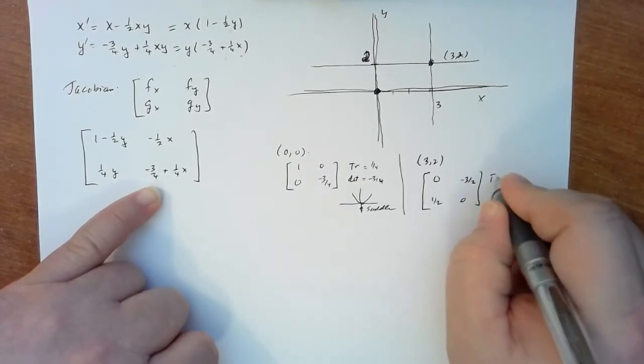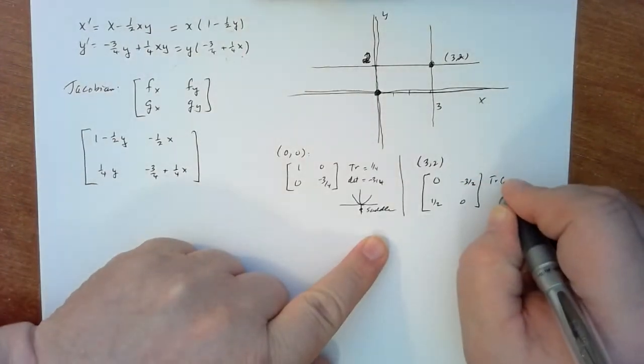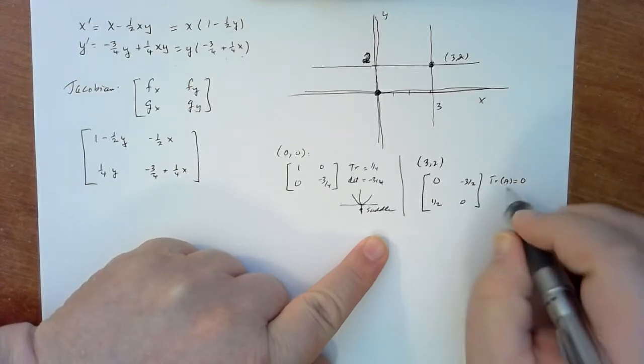Good. And so we look at our trace. Can you guys still read that? I can't see the window right there. Yes, good. So our trace is 0.